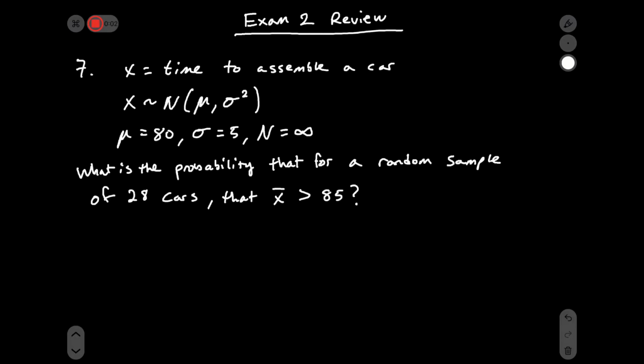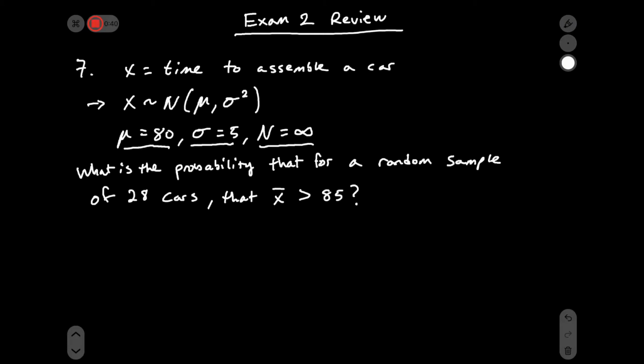In this problem, we're given a variable x that indicates the time needed to assemble a car, and x is distributed according to a normal distribution. That's what this means. We're given the population mean, mu, is equal to 80, and the population standard deviation is equal to 5. And for our purposes, we're just going to assume that the total population size is some very large number. Might as well be infinity here, okay?